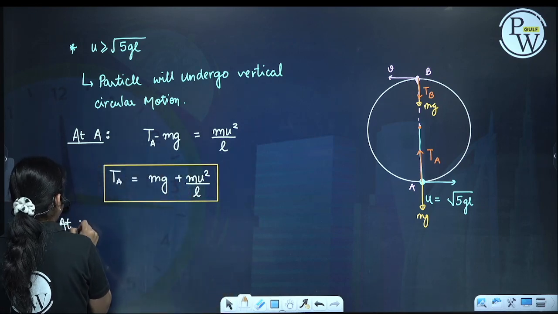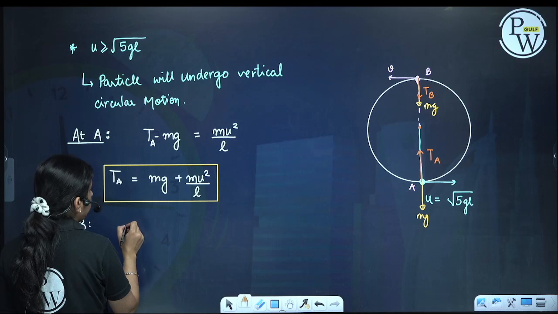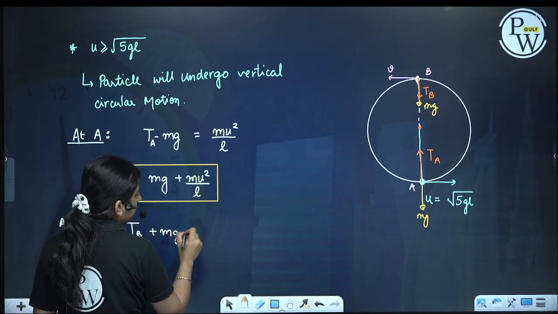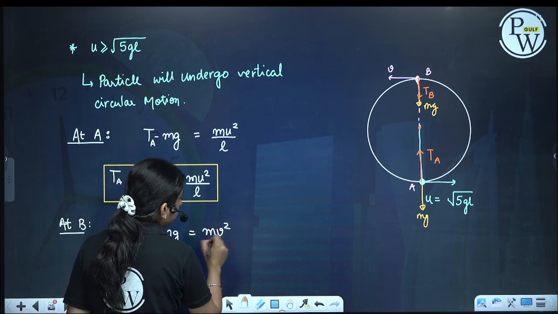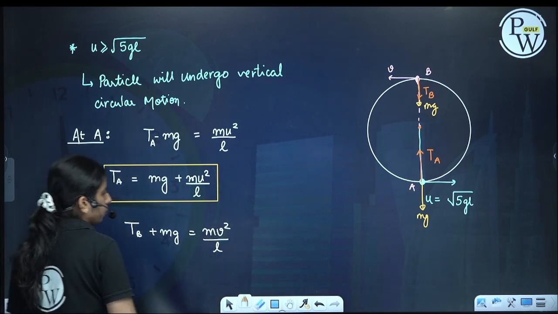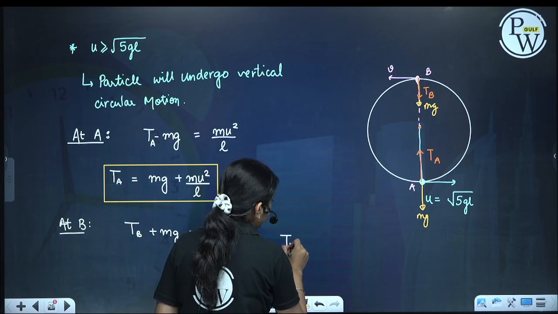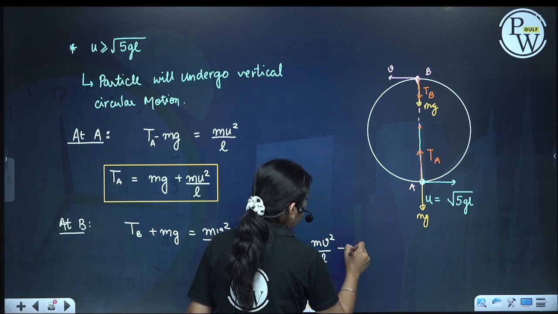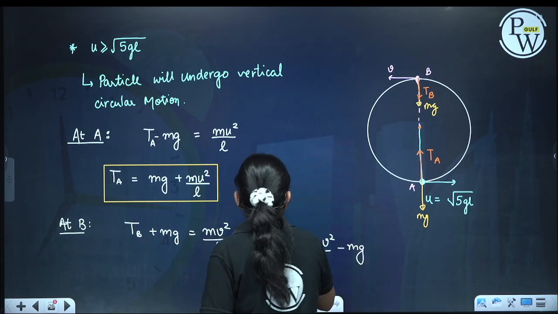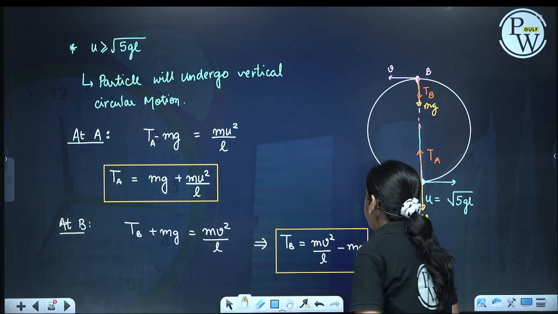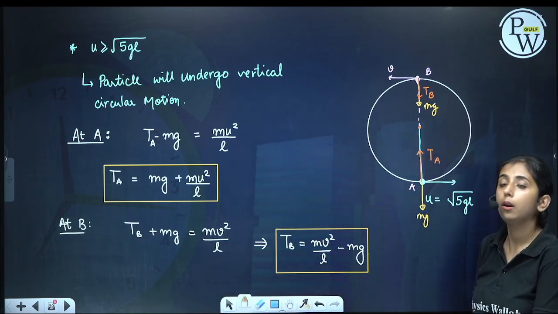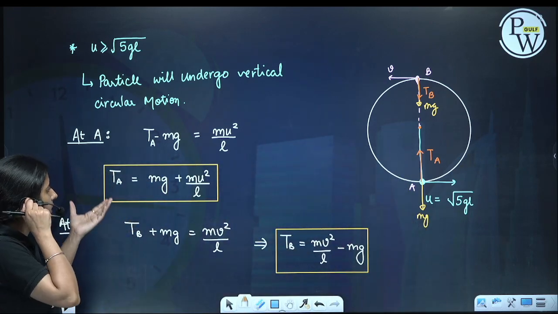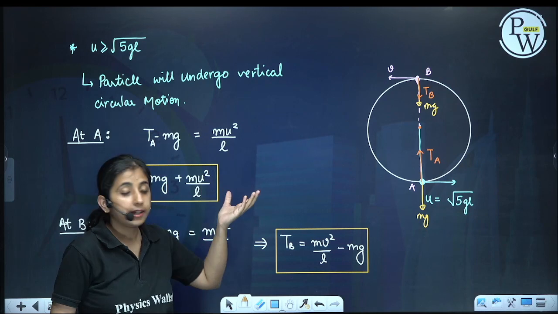Similarly, if we write it for B, tension at B, we will have TB plus mg is equal to the net centripetal force mv square by L. So from here we get TB is equal to mv square by L minus mg. This will be our tension at A and tension at B.